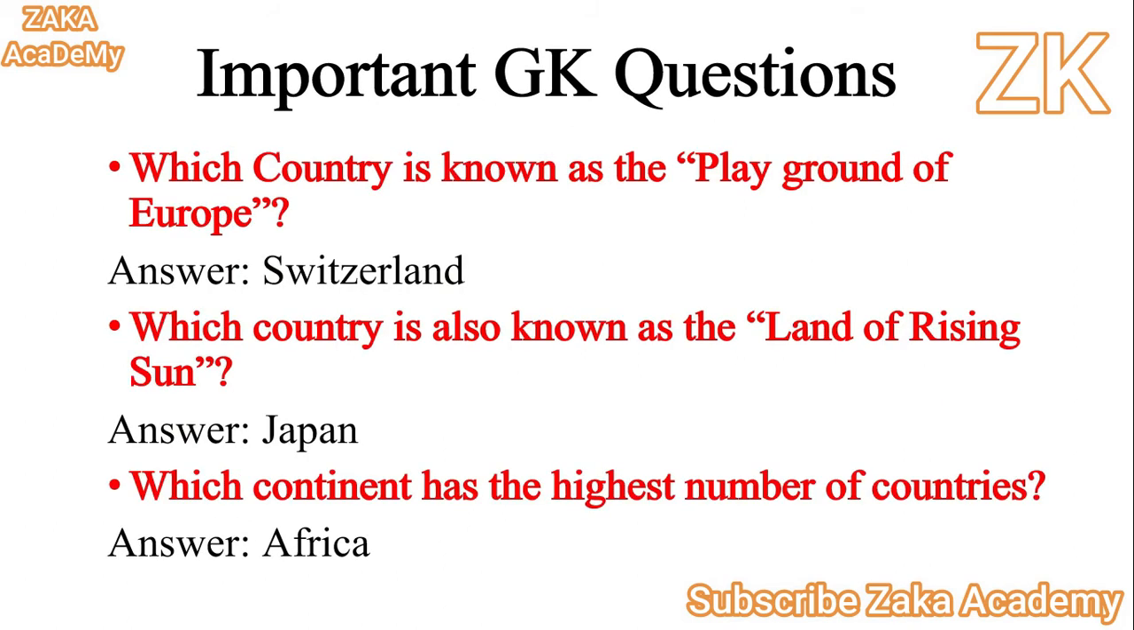Which country is known as the playground of Europe? Switzerland is known as the playground of Europe. Which country is also known as the land of rising sun? The answer is Japan. Which continent has the highest number of countries? Africa is the continent with highest number of countries.